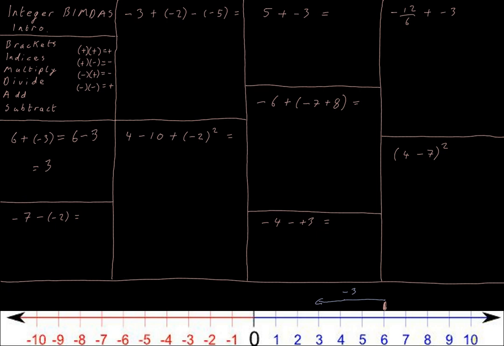So we're going to do our multiply first, either using our number line or using our rules. And it's important that we can visualize the number line, so don't shy away from the number line. And then once we've done our multiply, then we can do our add and subtract.